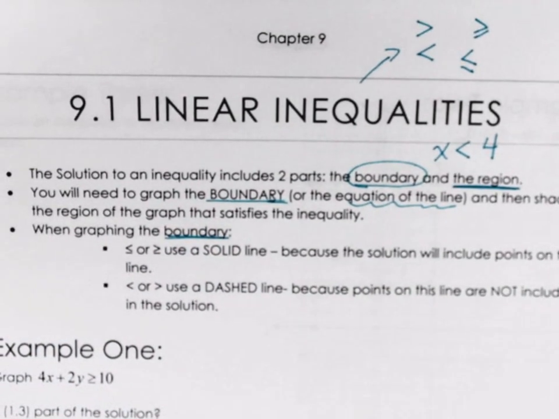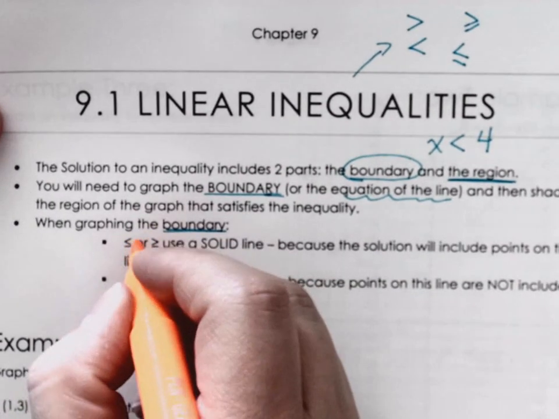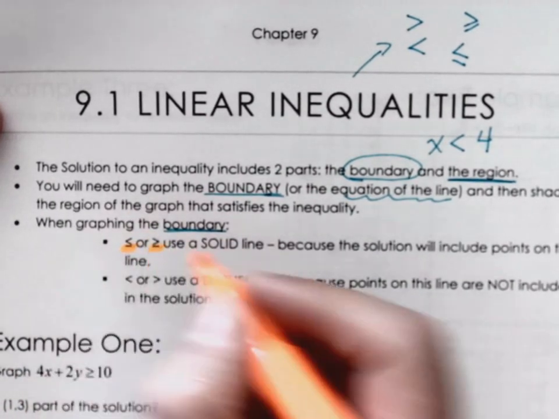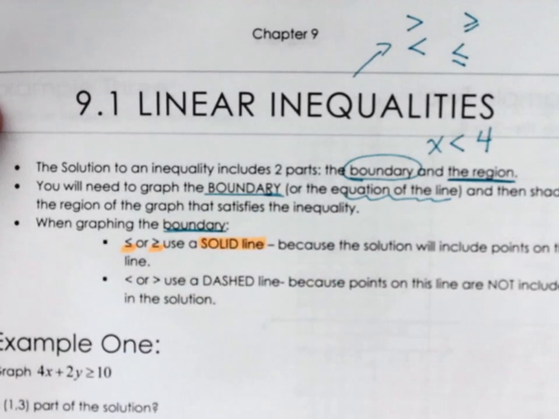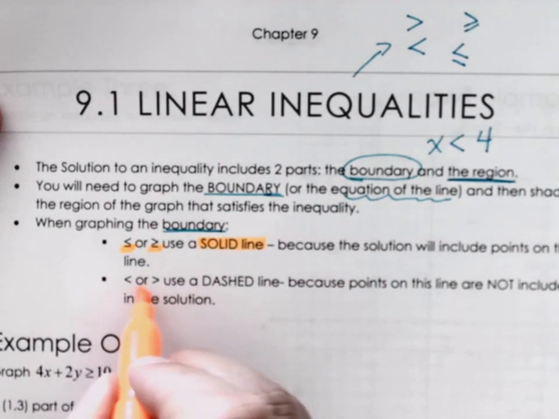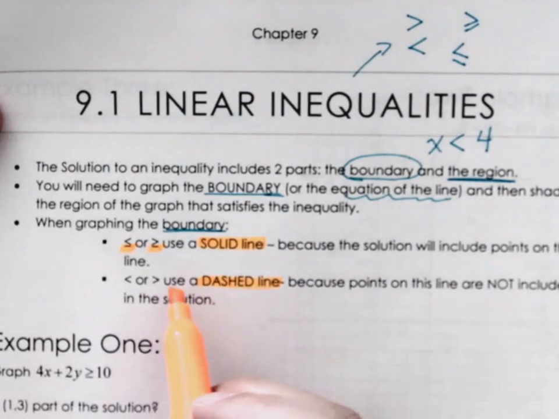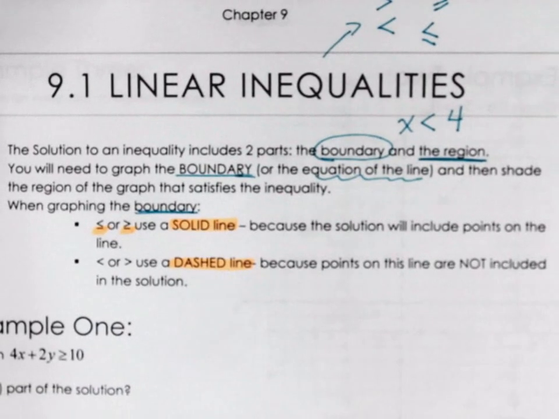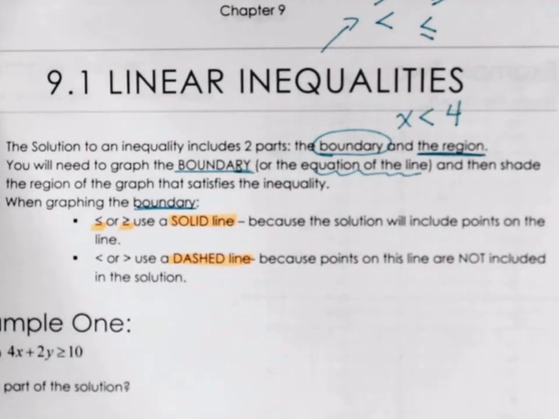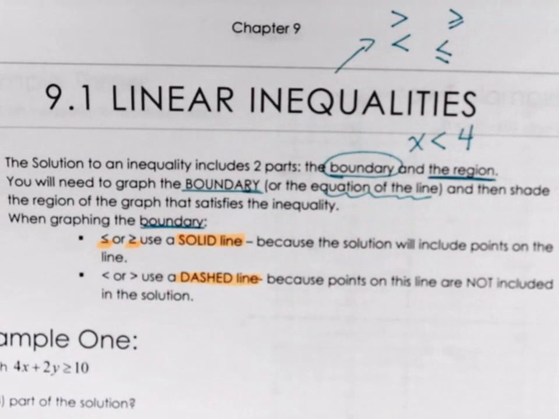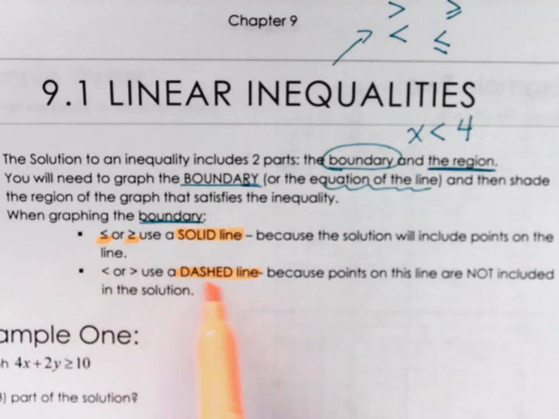A couple things about boundaries is that if it has the equal to sign, then you're going to graph a solid line. If it doesn't have the equal to sign, we're going to have to graph a dash line, okay? Because anything on that line is not included in the solution. Solid line, it's kind of like the open and closed circles that you learned in grade 9. So a solid line means all the points on that line are included in the solution. And if it's a dash line, that means that they're not.